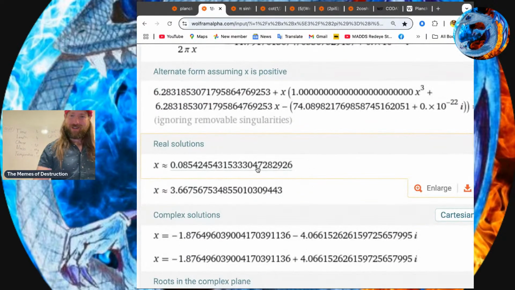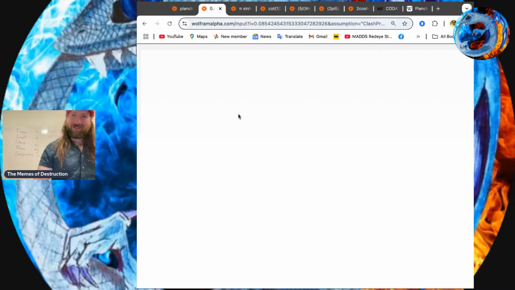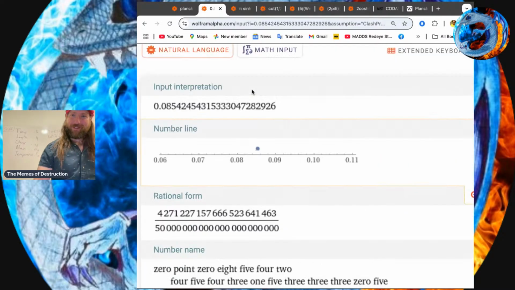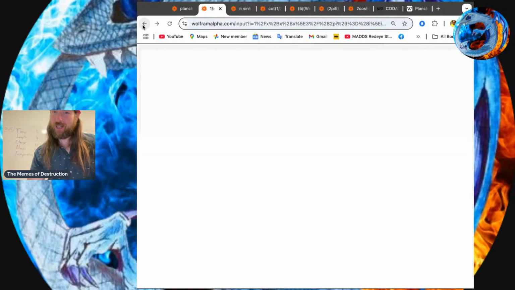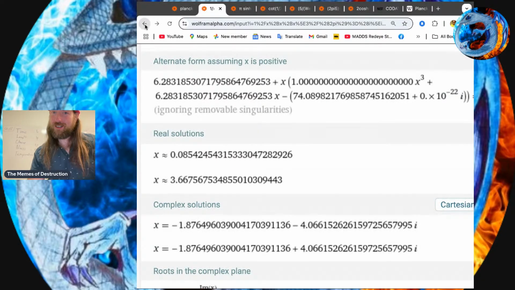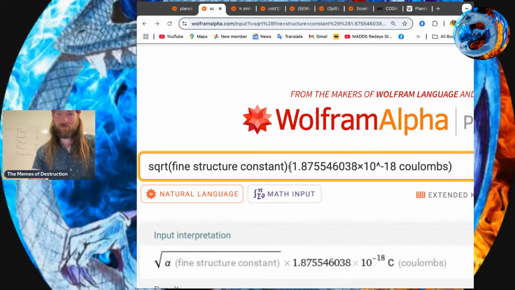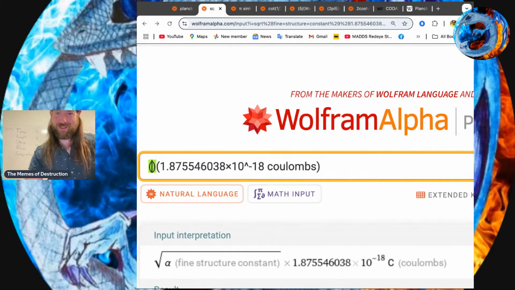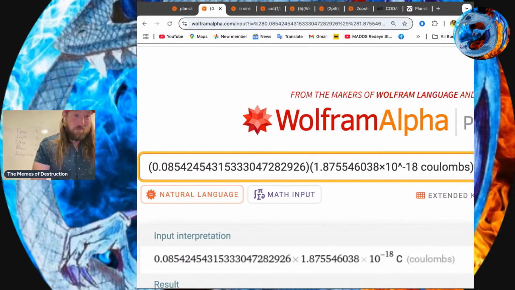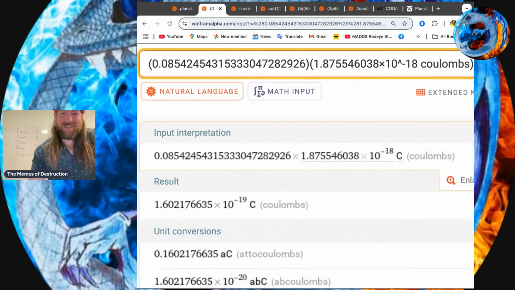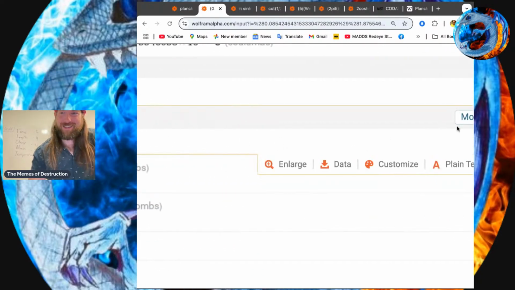Okay. We get our Joe right here. Let's grab that. This is basically the square root of the fine structure constant, or its amplitude. Let's go over here. Oh, we had to go back, don't we? Okay. So rather than the square root of the fine structure constant, we're going to put this in. Boom. We're going to hit enter. What's going to happen? I don't know. Let's see.